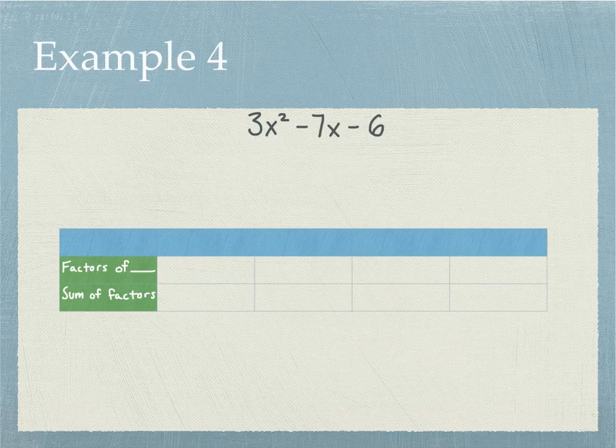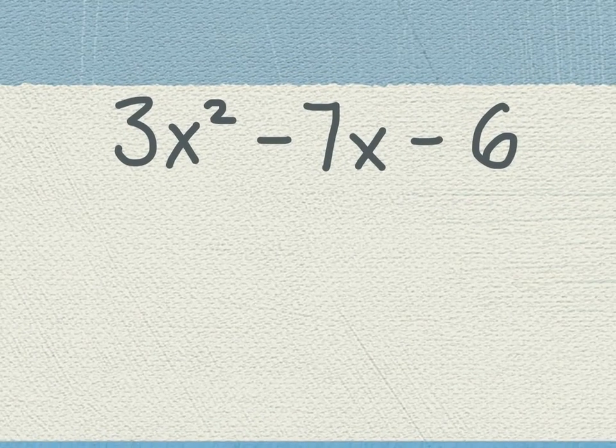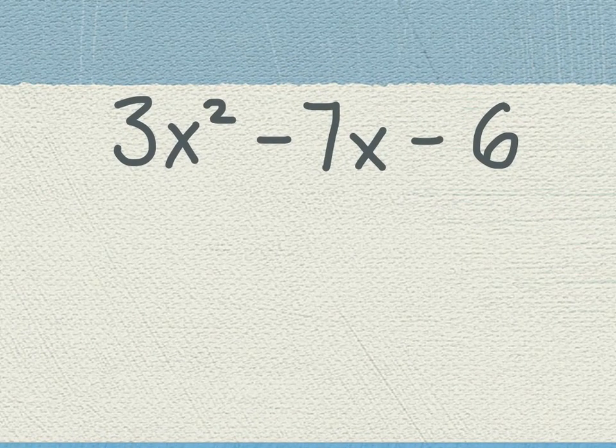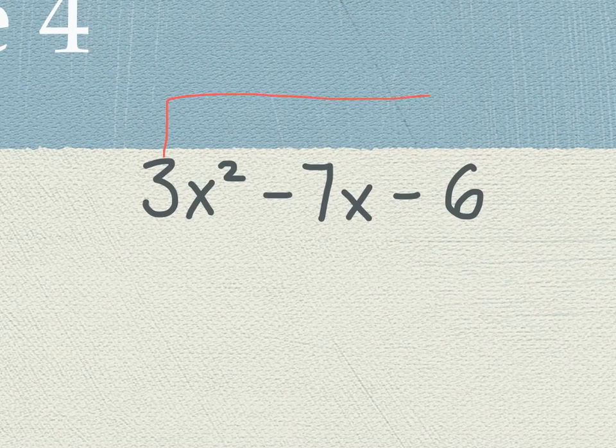Okay, last example. Matthew, what do we do first? Douglas, what do we do first? We multiply the 3 and the 6. And what do we get? Negative 18. What do we do next? Aiden, find the two numbers that go into it. What are the two numbers? 2 and negative 9.